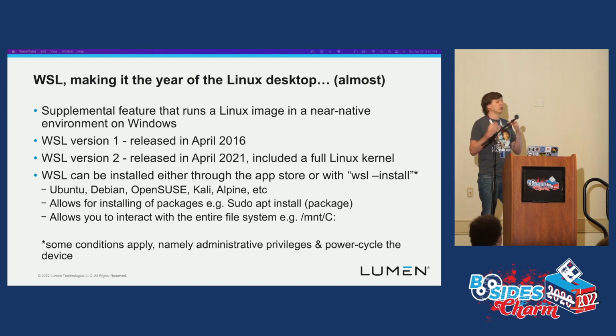And this allows you to run a full Linux kernel. You can install this either through a command line with wsl --install, with some conditions applying, such as admin privileges, you have to power cycle the device and do a couple other things, or you can download it through the App Store. And this allows you to run things like Ubuntu or Debian, Kali, Alpine, basically whatever your favorite Linux flavor is, they probably have that. And then again, this allows you to run all of those native Linux terminal commands you guys all love. So if you like doing apt-get install package, you can do that.